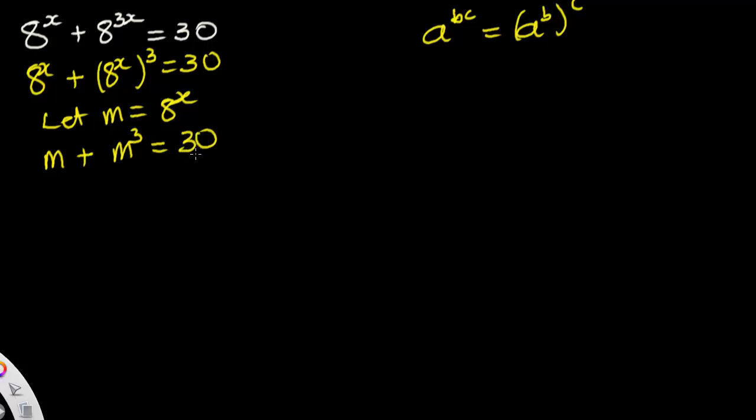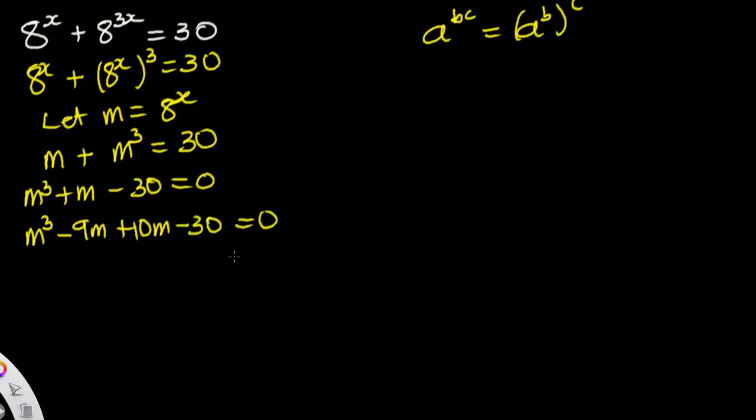So from here, let's bring everything to the left hand side and then rearrange the left hand side properly. So when I do that, I'm going to have m to the power 3 plus m minus 30 is equal to 0. And from here we are going to have m cubed, and then with positive m over here, I'm going to write it as minus 9m plus 10m. So when you add minus 9m plus 10m, you are going to have m. So this is also true. Minus 30 is equal to 0.